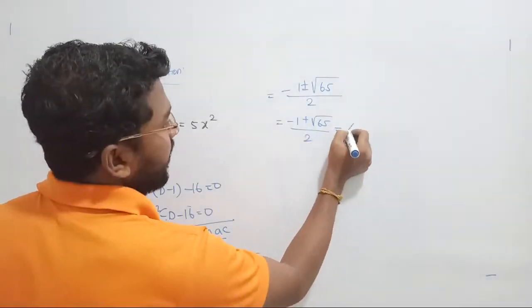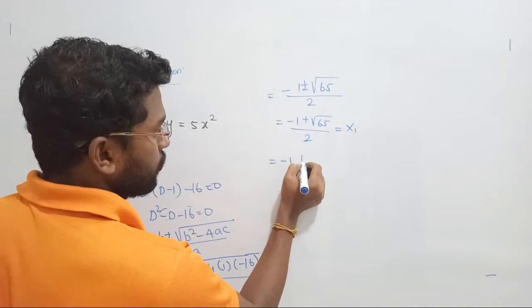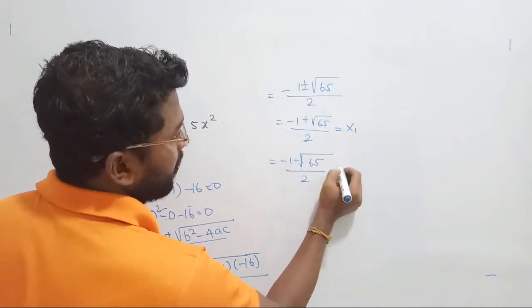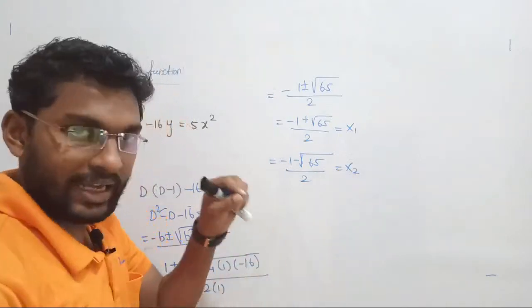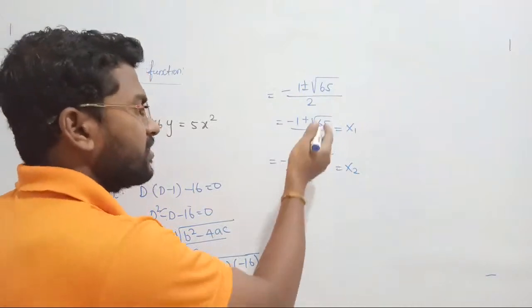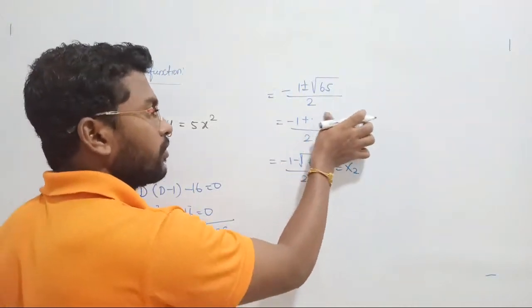Let me call it as x1. Minus 1 minus root 65 upon 2, let me call it as x2. Guys, you can take calculus, find out the value of root of 65, right? Otherwise, let me approximately put the value.